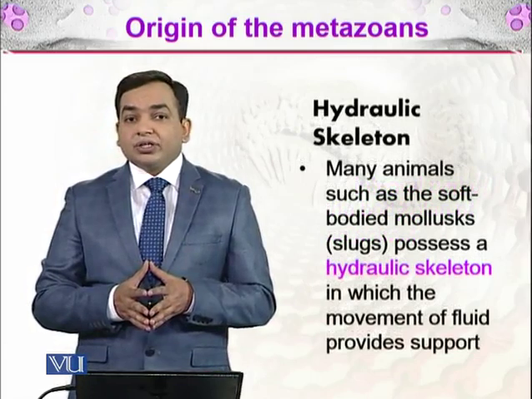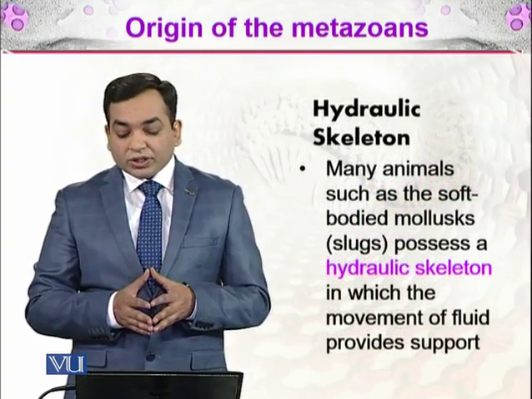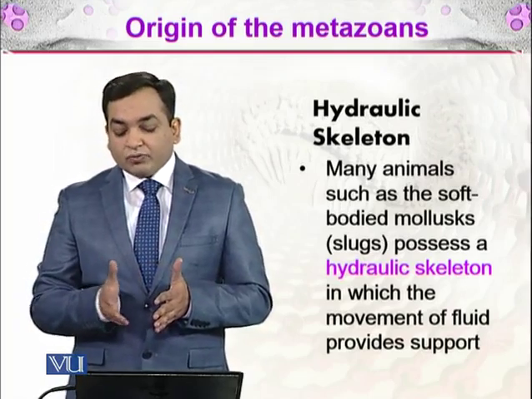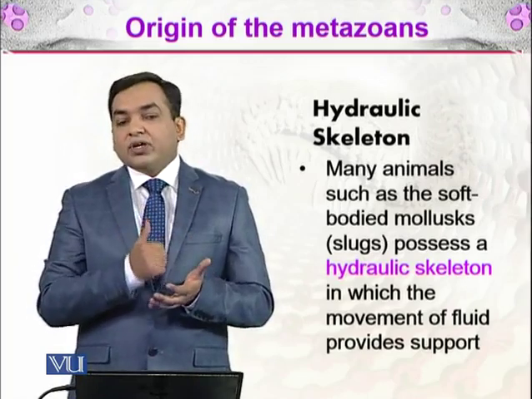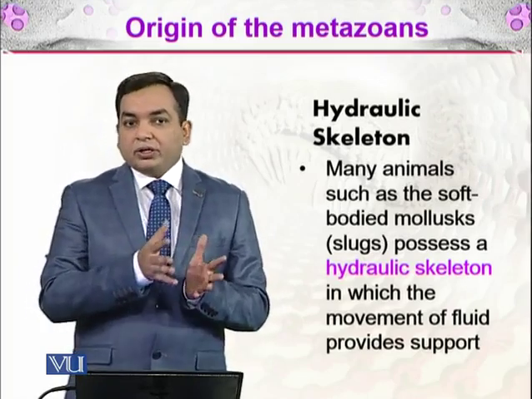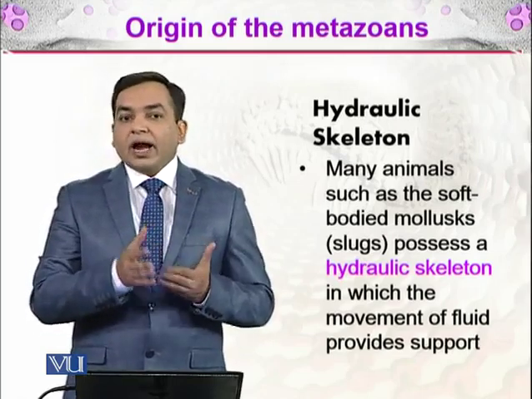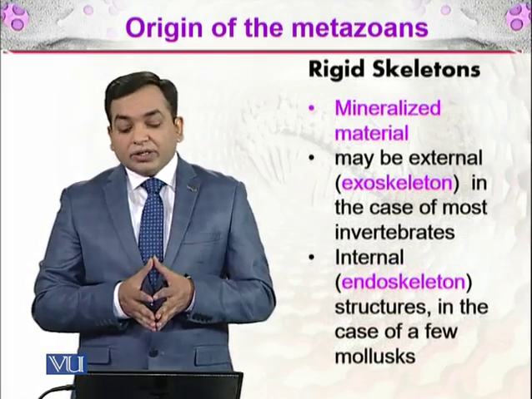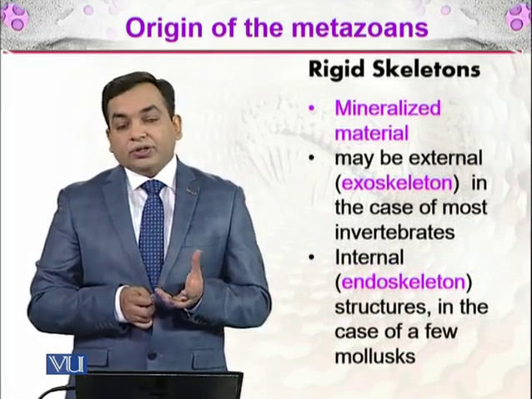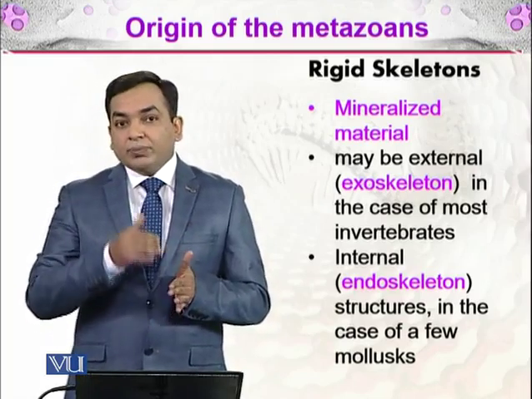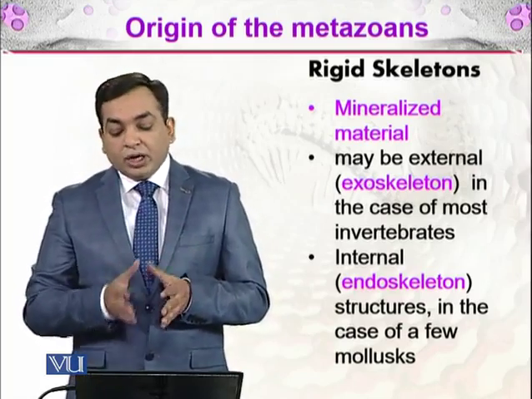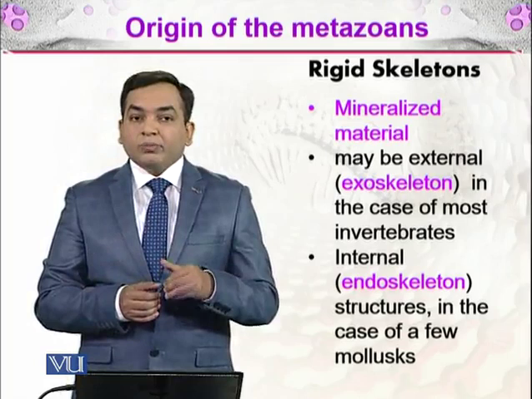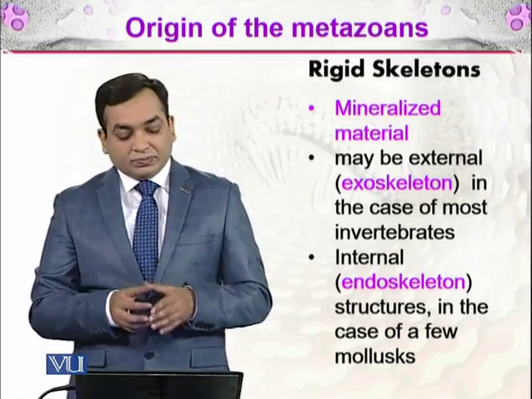There are some organisms which have a hydraulic skeleton. Many animals, such as soft-bodied mollusks, such as slugs, possess a hydraulic skeleton in which movement of fluid provides support. So their body has intense pressure of fluid inside them, and that helps them move. There are rigid skeletons as well, which are made up of mineralized material. It may be external or internal. External is called an exoskeleton in most invertebrates, or it may be internal in a few mollusks.